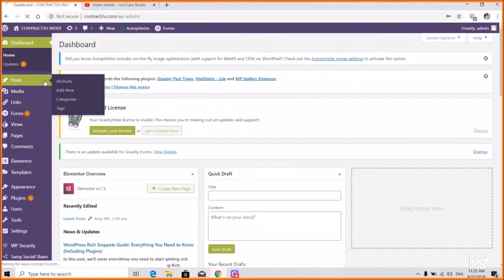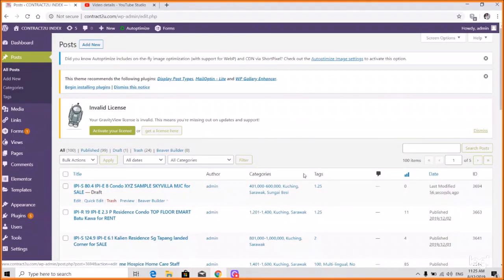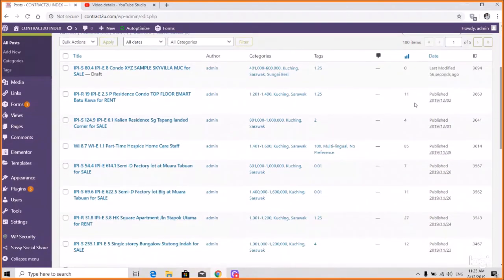So as you can see now, I have signed in, and then all the posts. Now you can see that this particular post is up. It is still a draft because I have not approved it, and you can see the IPIS is 80.4 and IPIE is 8. So you can see how it shows up in the posting.